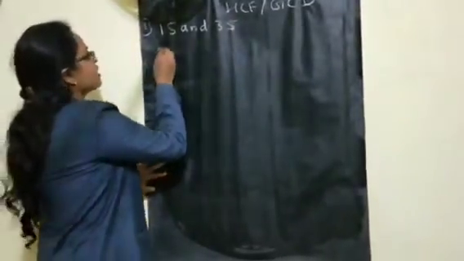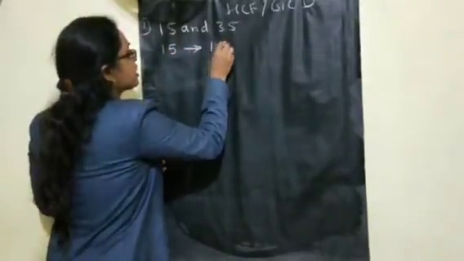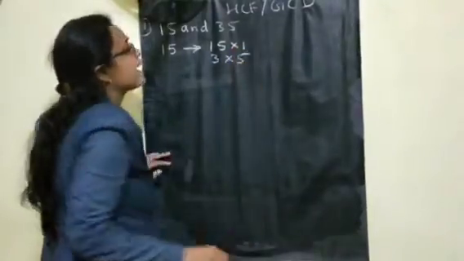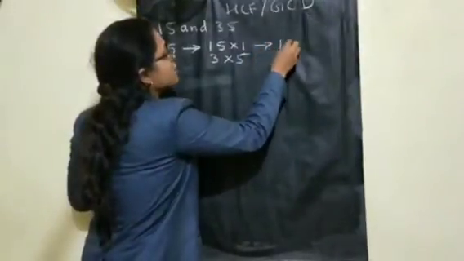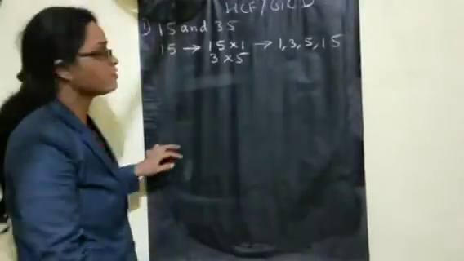Now first let us find out the factors. All the factors of 15. Which are the factors of 15? 15 1s are 15, 3 5s are 15. Any other table is there? No. So which are the factors now here? 1, 3, 5 and 15 are the factors of 15.